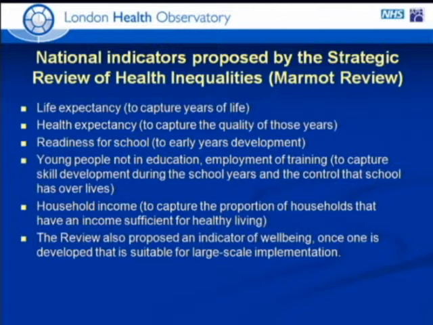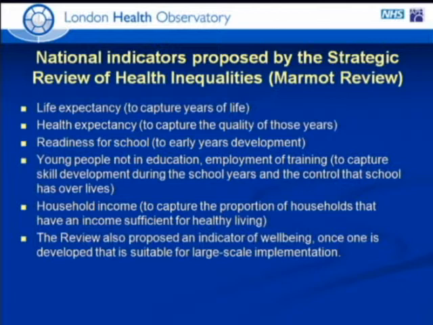The second one is health expectancy, which is a measure of healthy life, really. So life expectancy is a measure of how long you live, and then health expectancy, a measure of how many of those years are healthy. Readiness for school was another one they proposed. They wanted to look at young people not in education, employment, or training, and household income, that should say, sorry. And they also proposed an indicator of well-being.